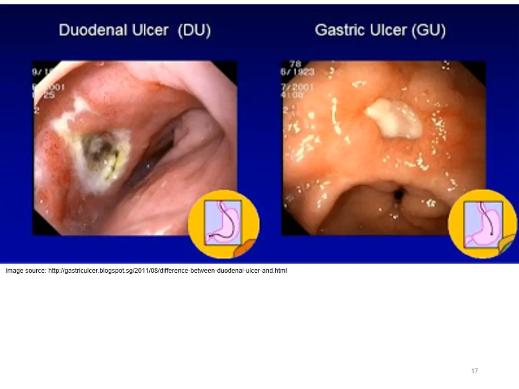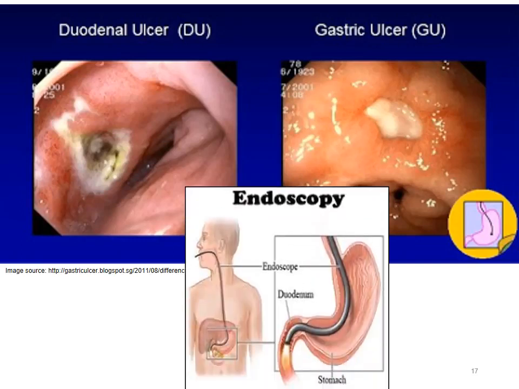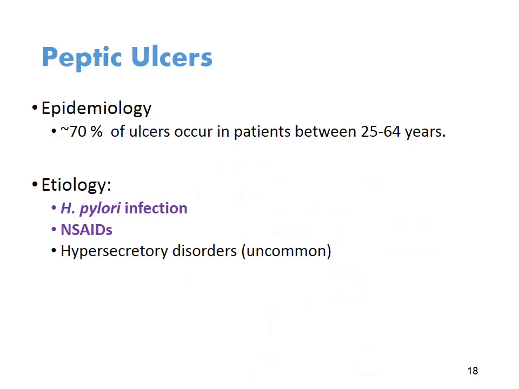This is a picture of a duodenal ulcer on the left and a gastric ulcer on the right. These pictures were taken through endoscopy, a procedure in which a camera is inserted through a long flexible tube into the stomach and duodenum. Interestingly, peptic ulcers don't usually affect the very young or very old. Most ulcers occur in patients between 25 to 64 years old. They are mostly caused by H. pylori infection or by the use of NSAIDs. Another possible cause of peptic ulcer is hypersecretory disorders where the stomach produces too much acid, but this is not common.